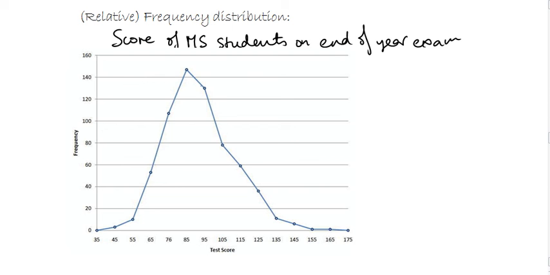You can have a relative frequency distribution, which is when instead of having the total number of people, you have it as a percentage. So for example, if you know that there are 200 students in this middle school, and you know that 100 of them got a certain score, instead of it saying 100 got X score, it'll say 50% got X score. So that's the difference between a relative frequency and a frequency distribution.